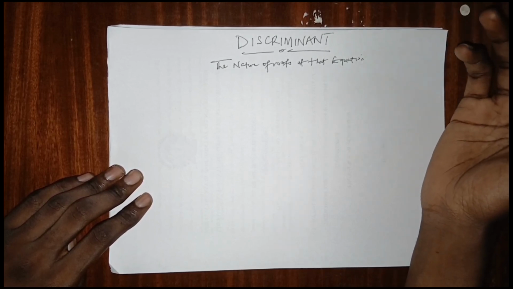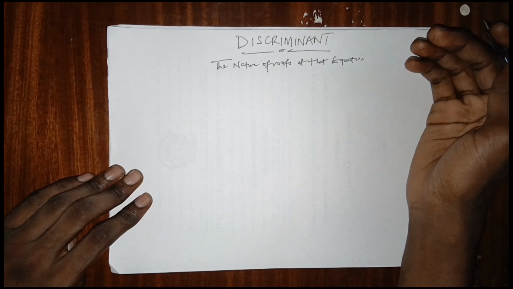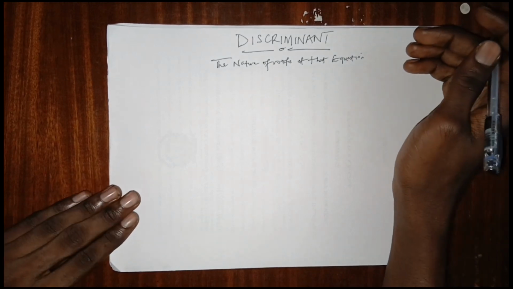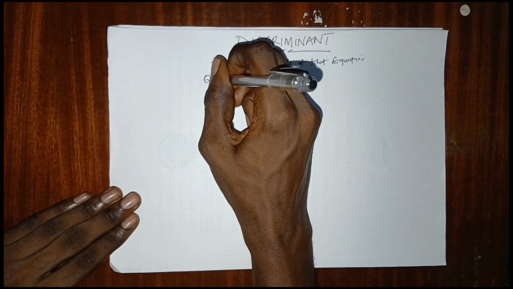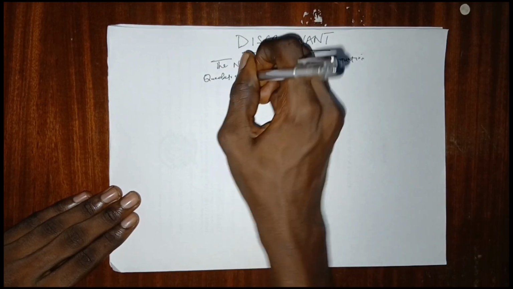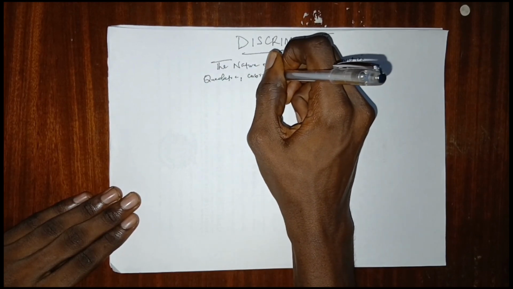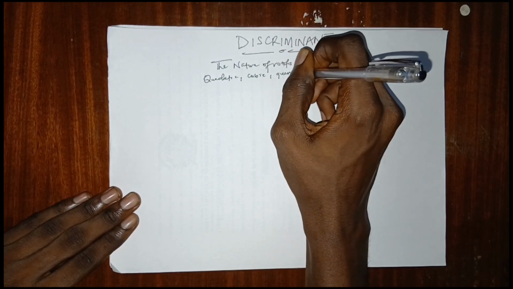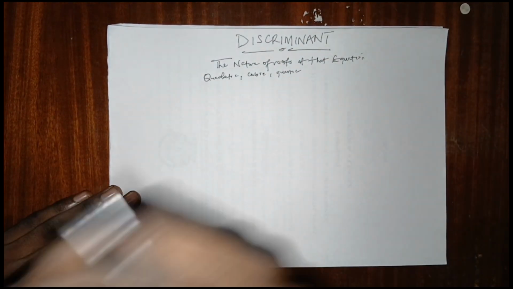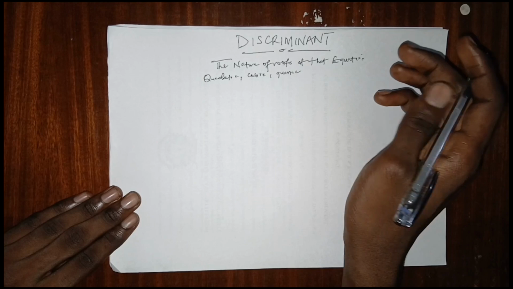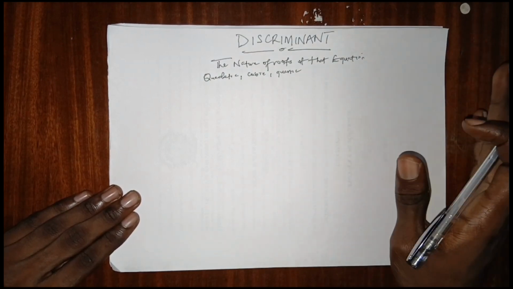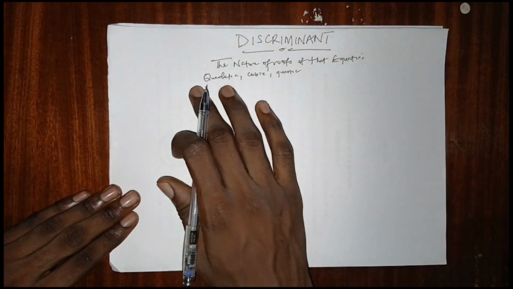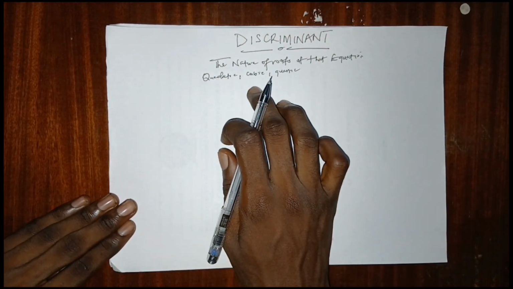Discriminants can be found for all equations. Like I said in my previous video, it can be for quadratic, for cubic equations, and so on. In this video I'm going to be focusing on the quadratic equation, because as you get higher and higher it gets more complex.